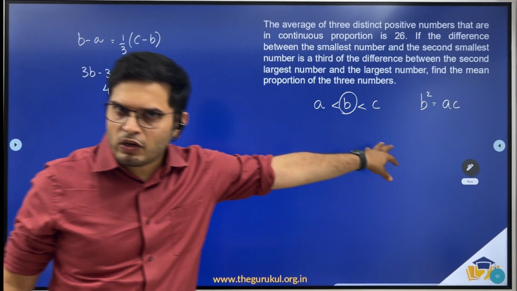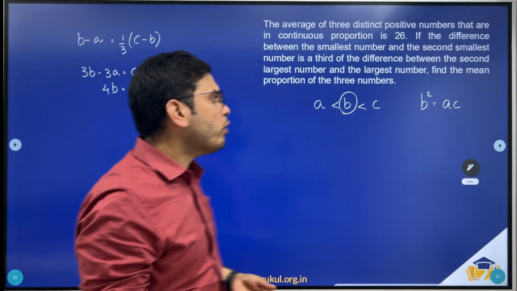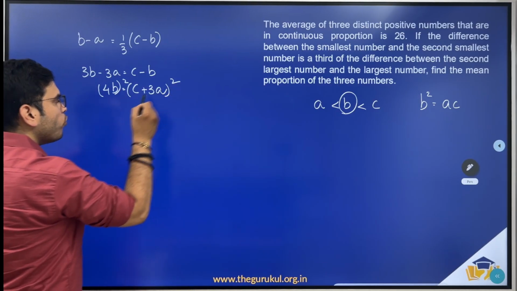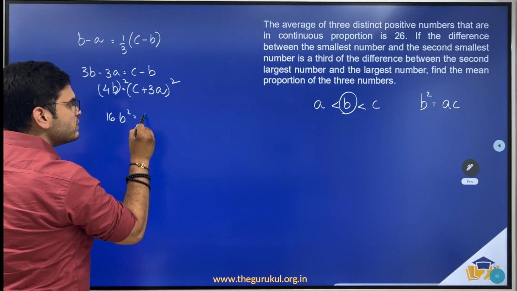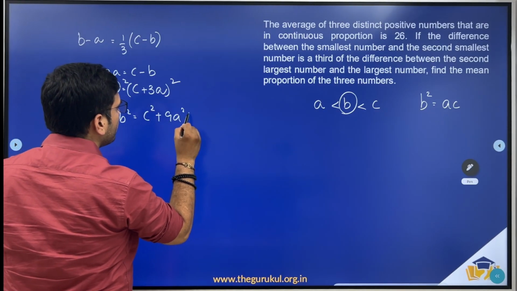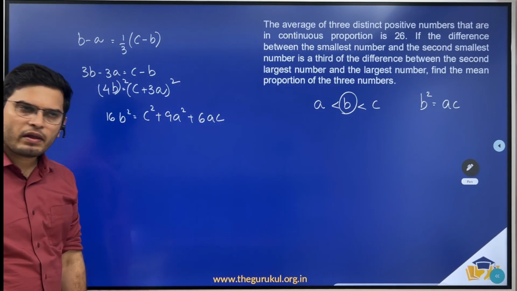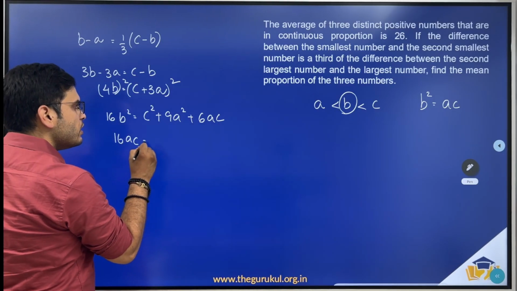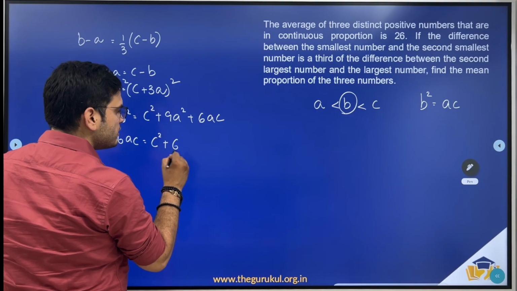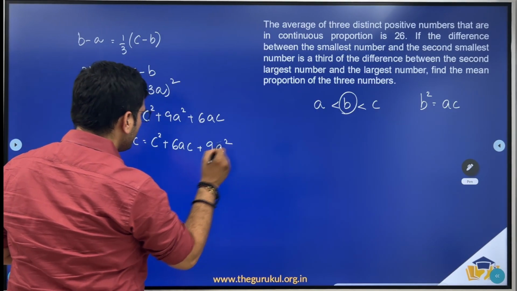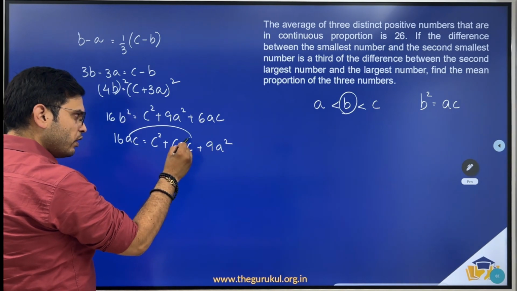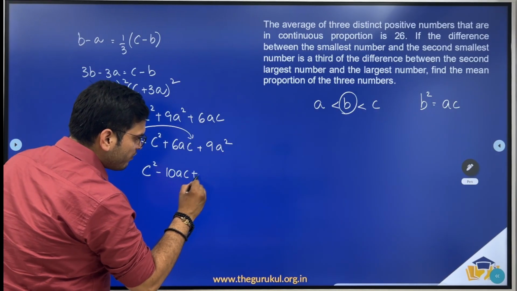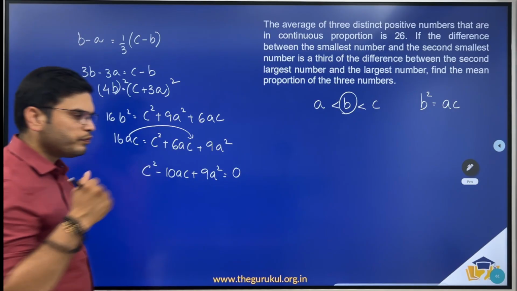We also know that B square is equal to AC, so we should be using this, right? How can we get B square? By squaring on both sides. If I square on both sides, then on the left hand side we will have 16B square equal to C square plus 9A square plus 6AC, right? Now B square I will replace with AC. So 16AC is equal to C square plus 6AC plus 9A square. Shifting 16AC to the right hand side, C square minus 10AC plus 9A square is equal to 0, right?